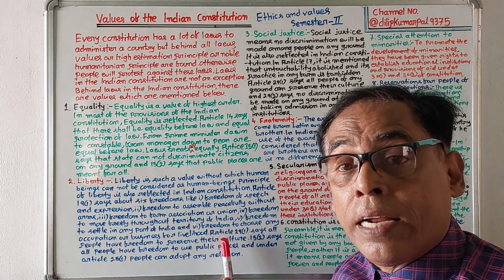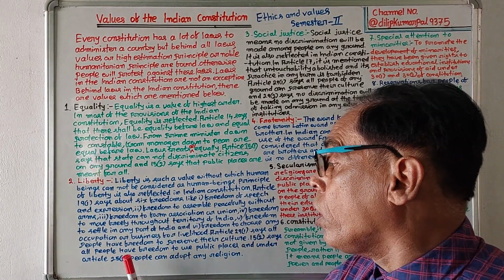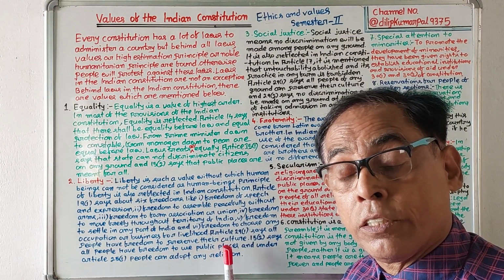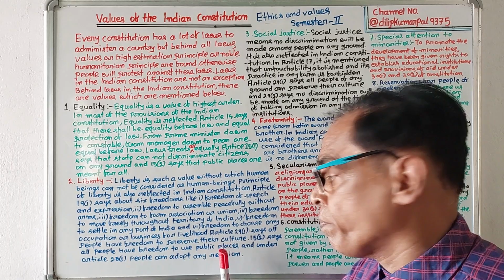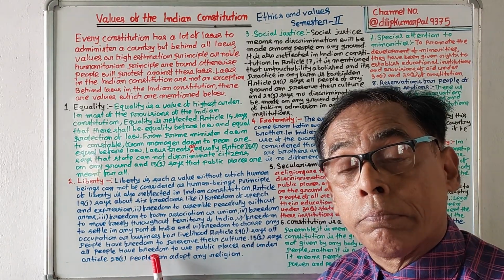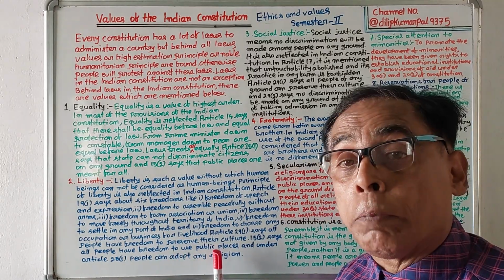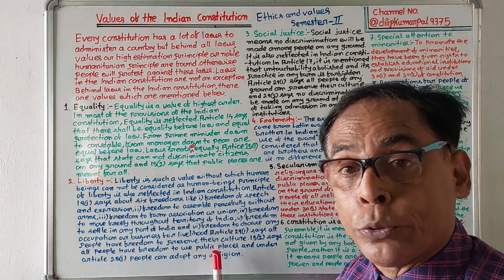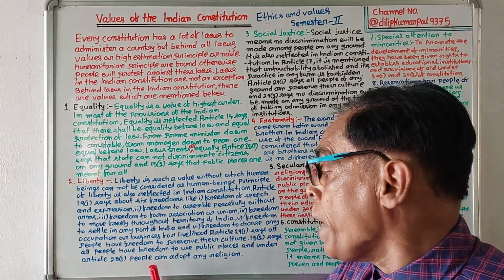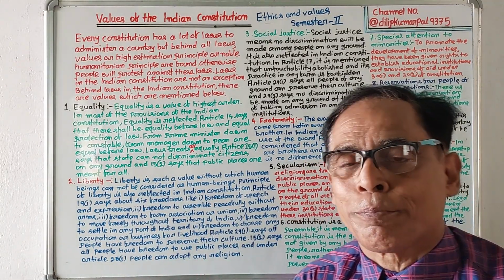Then, Article 29 clause 1 says that all people have the freedom to preserve their culture. It is mentioned in Article 29 clause 1. And Article 15 clause 2 says that all people have the freedom to use public places. And under Article 25 clause 1, people can adopt any religion.